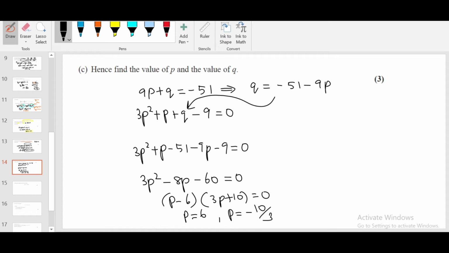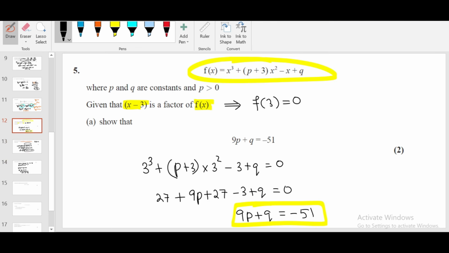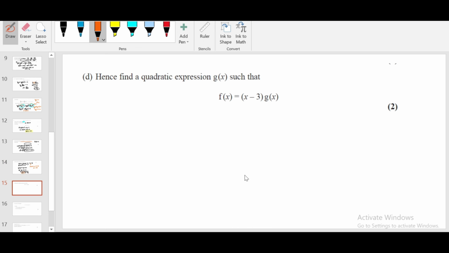Whenever you get two values, always go back and read the question. Sometimes they will mention something about this p and q. Here the question clearly says p is positive. So you can take only p is equal to 6. And sub in here, when p is equal to 6, q is minus 51 minus 9 sixes of 54, so minus 105. That's all. We got the value of p and q. That's part C.